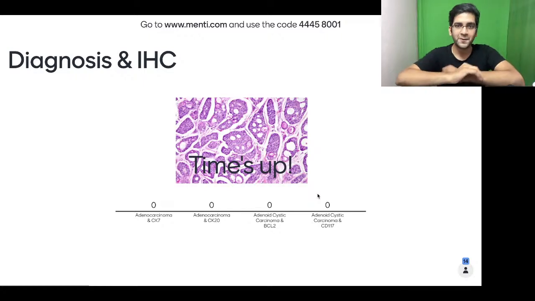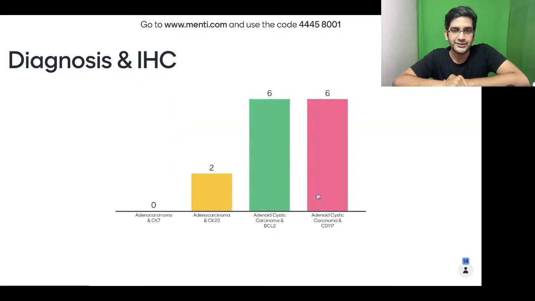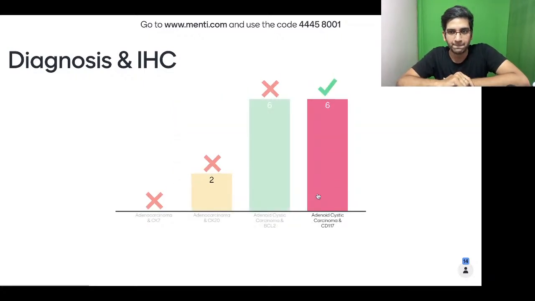Okay, this is a bit faster. Fine. The diagnosis was adenoid cystic carcinoma, and the marker used for adenoid cystic carcinoma is CD117 and not BCL2. It's not adenocarcinoma. That was a cribriform pattern seen in the microscopy, and it was adenoid cystic carcinoma. Fine. Okay.